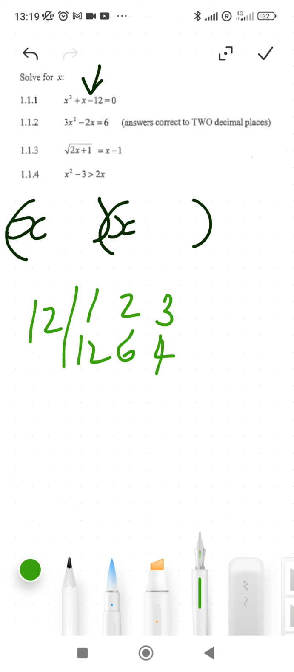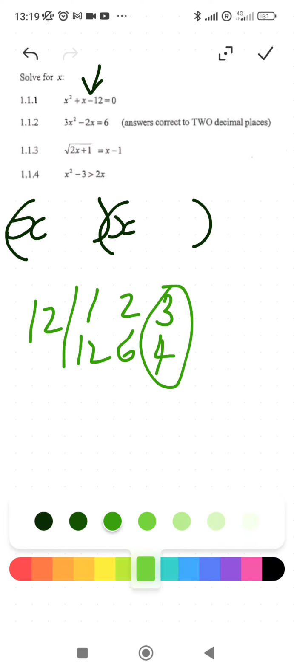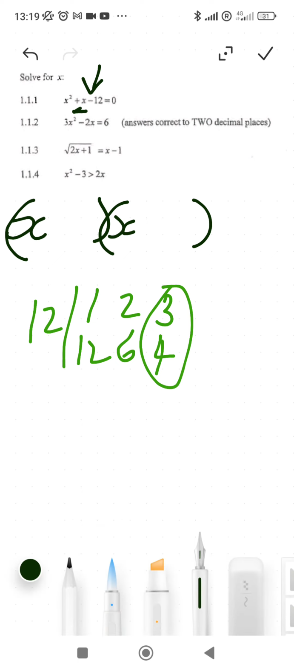And the next thing we look at is which of these pairings can produce a positive 1 when you add or subtract. And we know that it's going to be the 3 and the 4 that produces a positive 1. Why are we looking for a positive 1? Our middle term over there, our b value, is a positive 1. That's what we're trying to create with the factors that we've chosen, our pairings. So in our brackets, we will have a 3 and a 4.